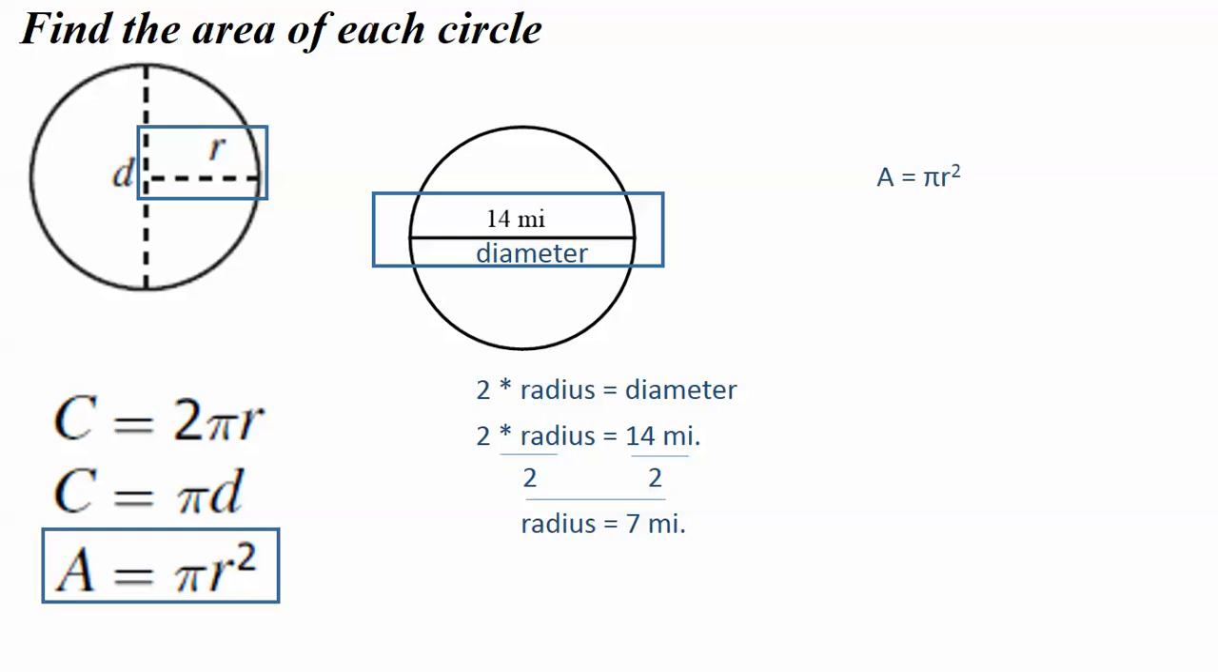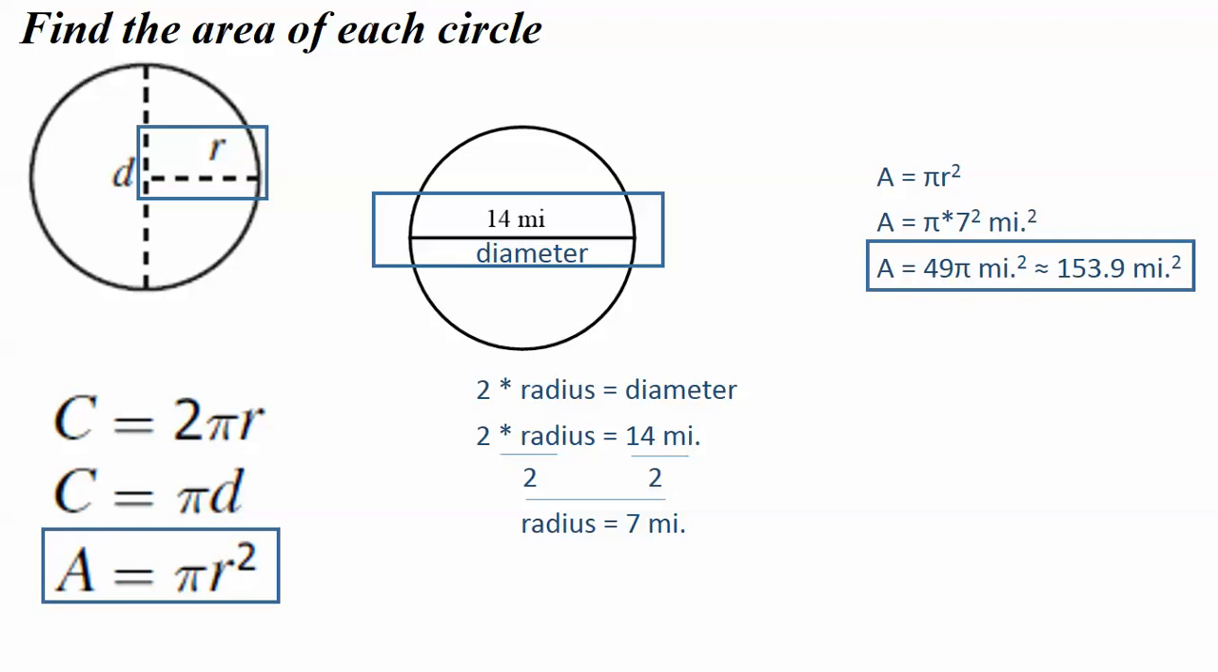Well, if area equals pi r squared, and my r is 7, my area will equal pi times 7 squared, miles squared. 7 squared, that is 7 times 7, is 49. So my area will equal 49 pi miles squared, or approximately 153.9 miles squared. Make sure you're trying this out in your calculator to get the same values.